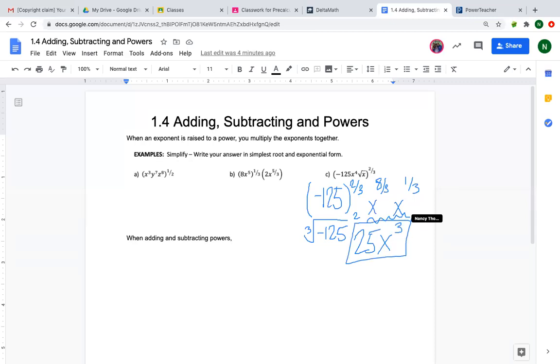Do you all want me to break down that part that I just said? Or are you good? Can you break it down? Yeah. So if I'm breaking down -125, the factors are -5 and -5 and -5. So the cubed root is -5. So then we have -5 squared, which is -5 times -5, which is 25.